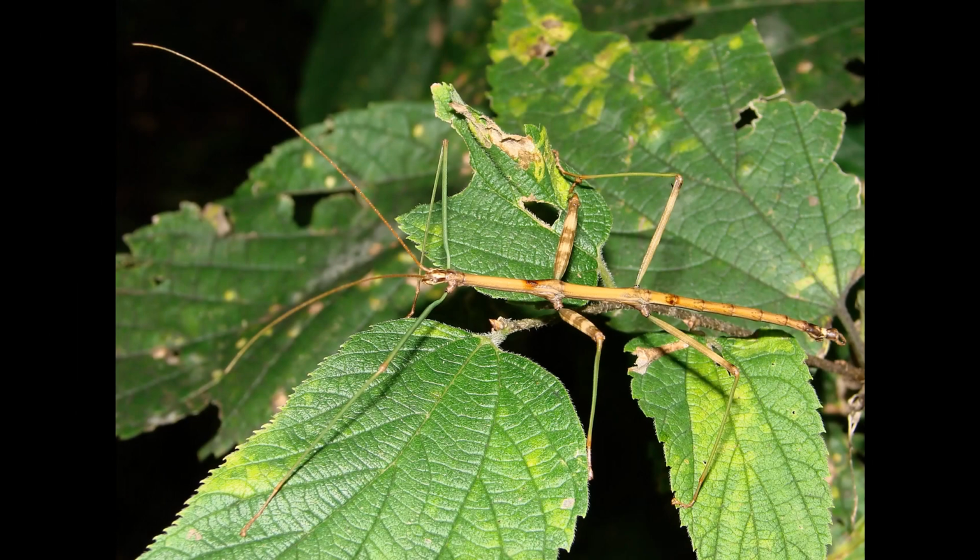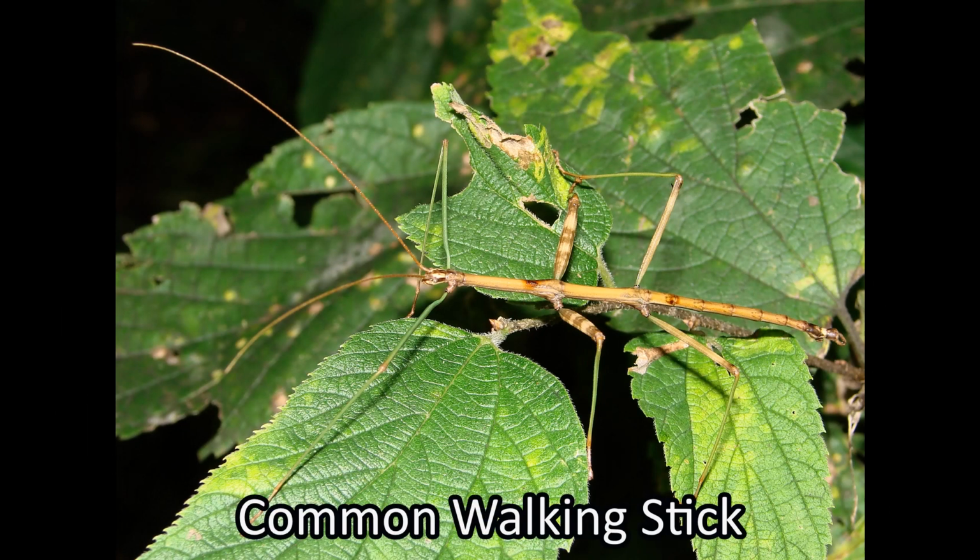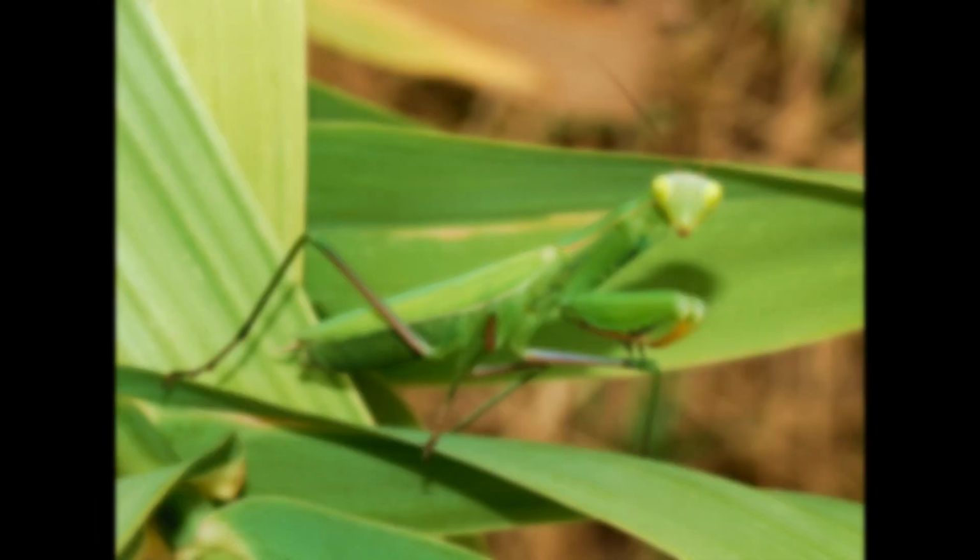These insects are easy to identify because they mimic small branches or twigs to prevent being eaten by predators. Almost every North American species in the order does not have wings. If you guessed common walking stick, you are correct.